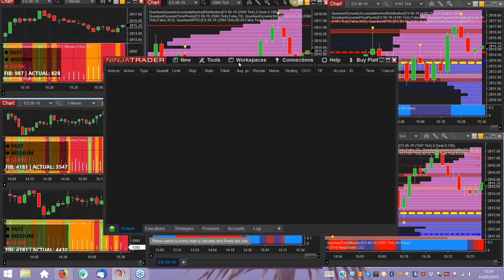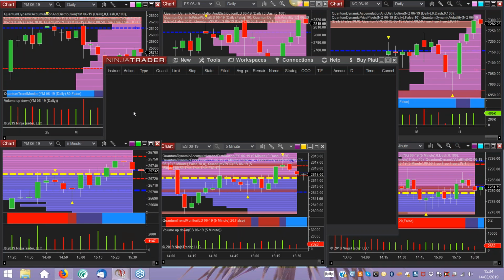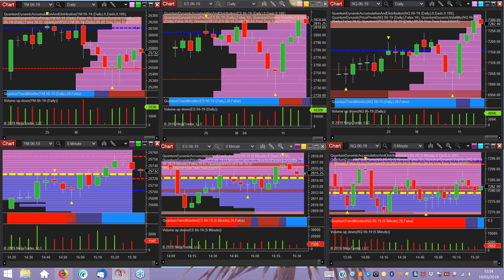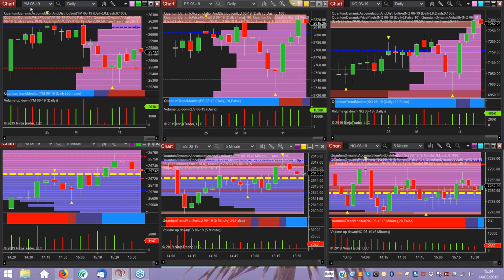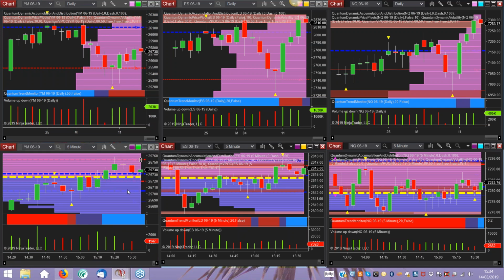Let me just start. I've got the three of them running. I've got the YM, the ES, and the NQ. These are on the daily time frames at the top, and then down at the bottom, I've got them on a 5-minute time horizon. So a good spread of price action.